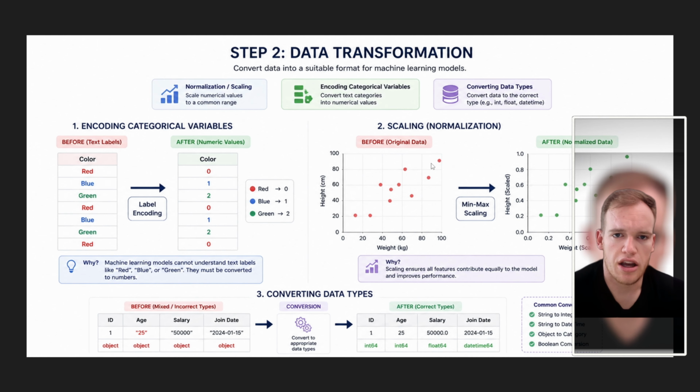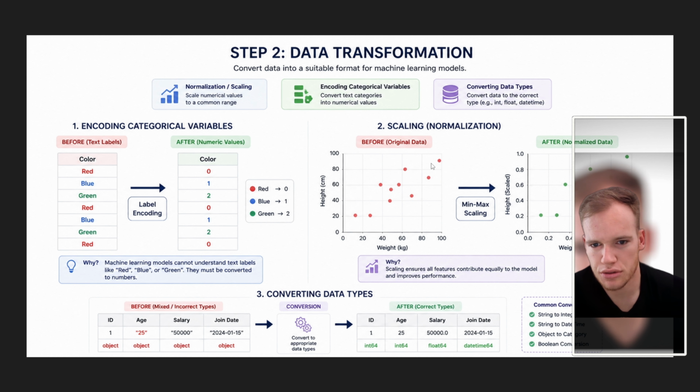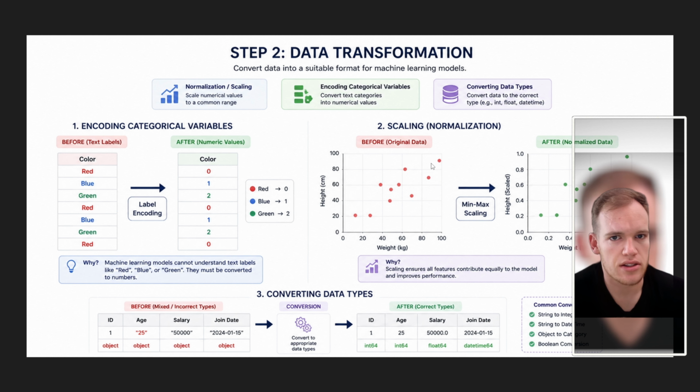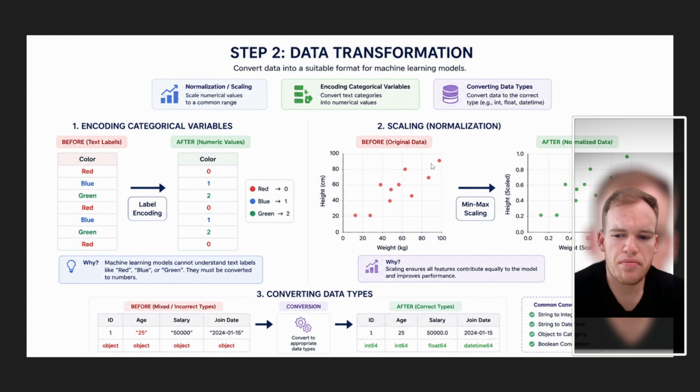For example, if we have a weight in kilograms, this will go up to 100 kilograms for some people. If we have a height, this will be up to 2 meters. So we compare a 2 with a 100. If we have a distance space, the weight will be much higher than the height in the end. If we convert it from meters to centimeters, okay, this will be more comparable.